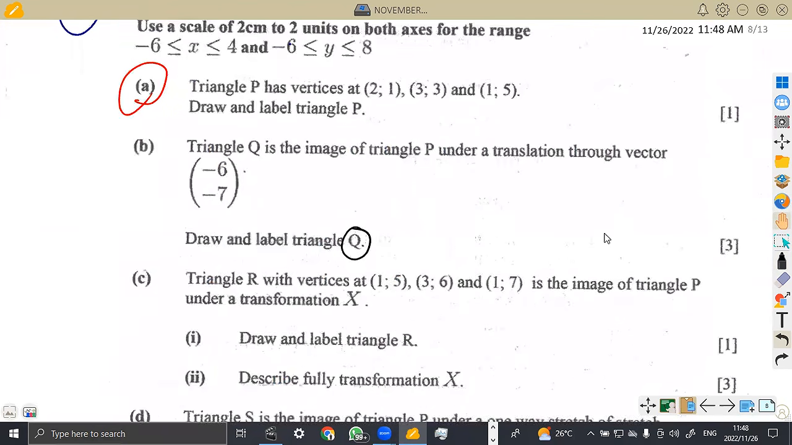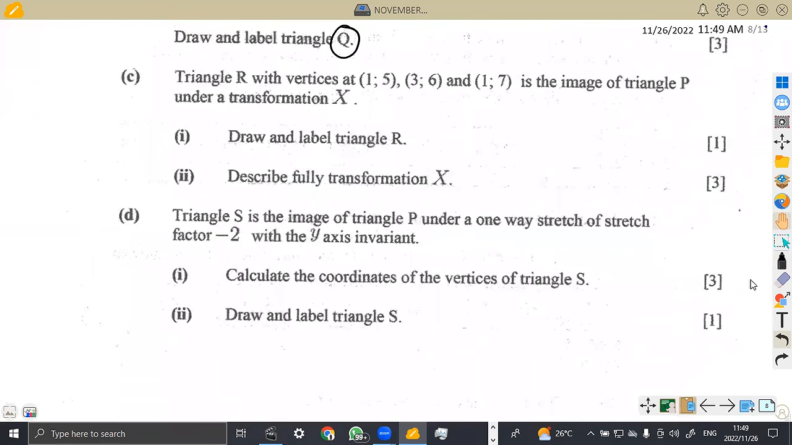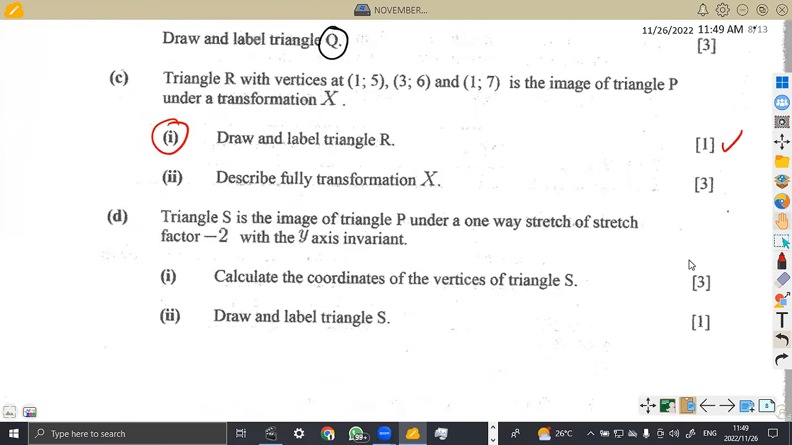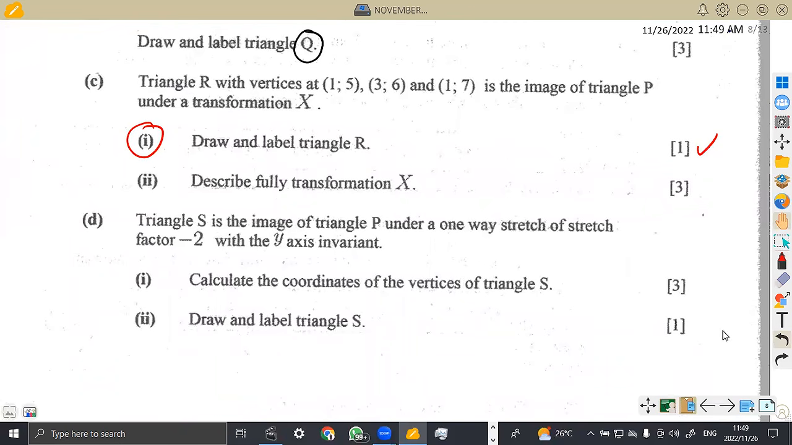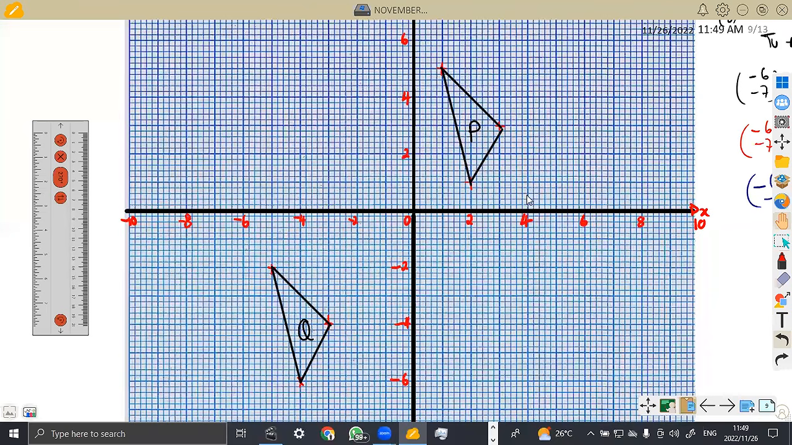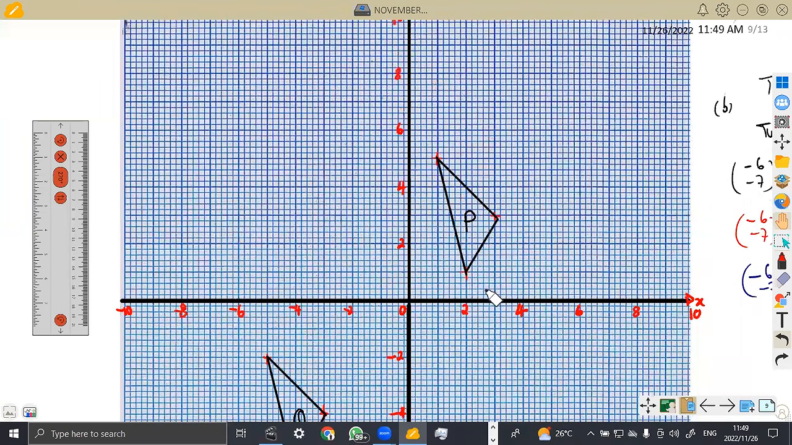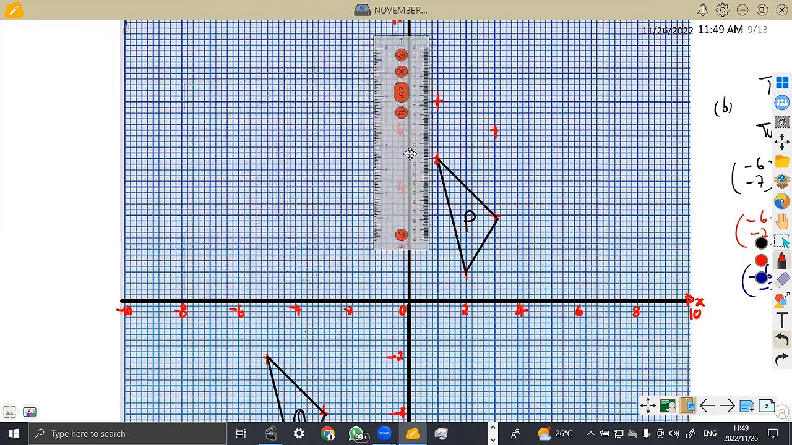The C part, we are now given triangle R with the vertices 1, 5, 3, 6, 1, 7, and so forth. Draw and label this triangle. That's 1 mark for that. So you're just going to draw the triangle. That's 1, 5, 3, 6. Let's start with 1, 5, which we marked before. That's 1, 5 here. So we move on to 3, 6. That's this point. And 1, 7, the other one was 1, 7. So these are the points that we have. So you just have to join.